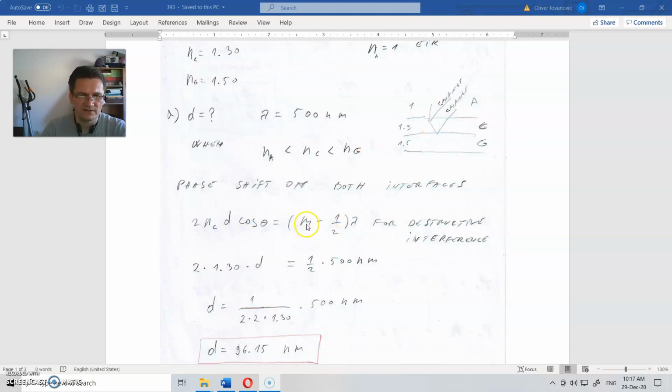And we take the first destructive interference to be, here is m equals 1, and in that case this is 1/2, and from this equation d is 96.15 nanometers. And that is the solution under A.